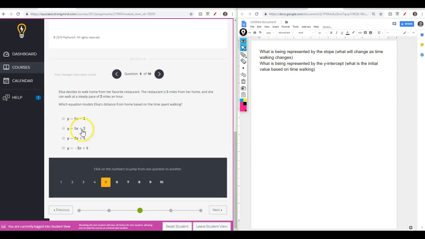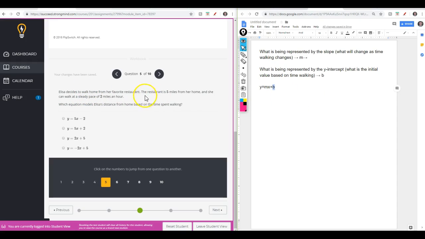So I'm looking at this. This is in slope-intercept form. So again, slope-intercept form is y equals mx plus b. What is being represented by the slope will help us answer what m is. So our whole goal is to find what m is. And what is being represented by the y-intercept, or what is the initial value based on time walking, is our b in this equation. So m is our slope and b is our y-intercept.